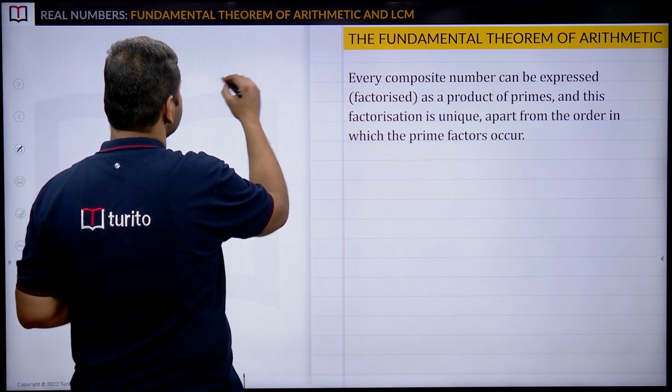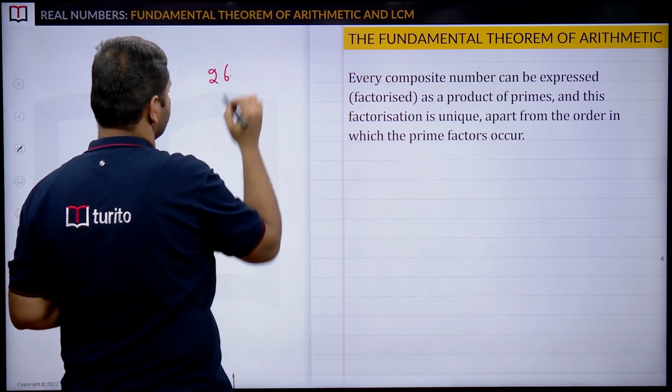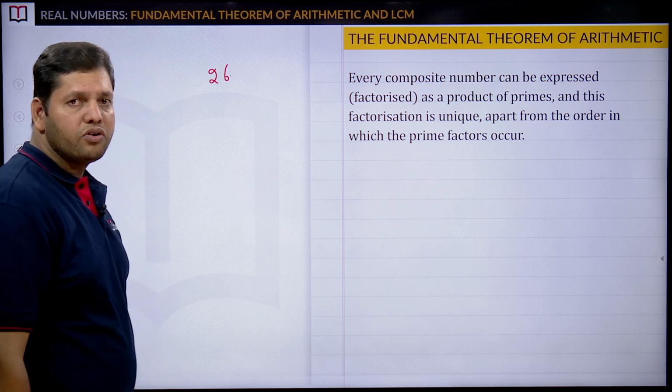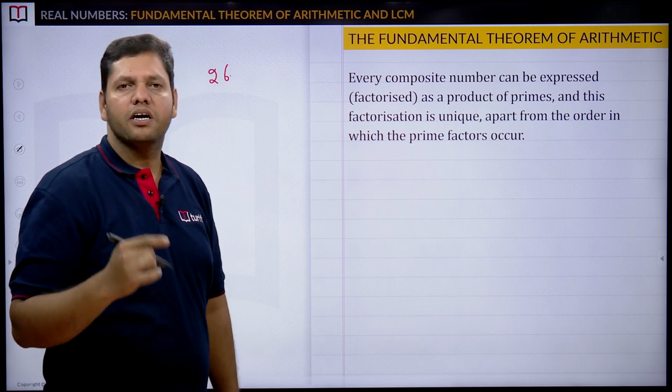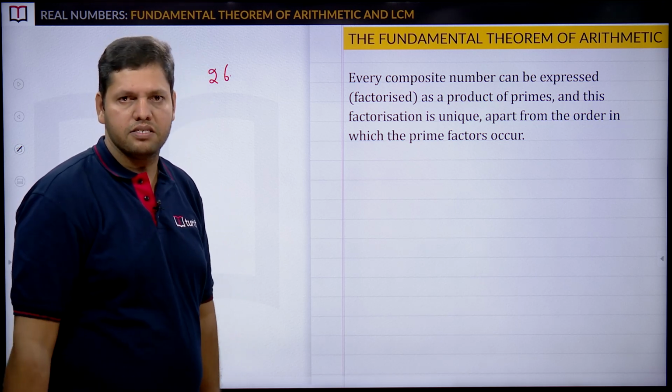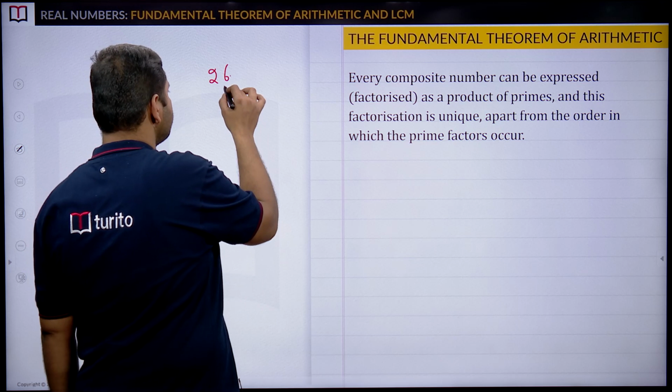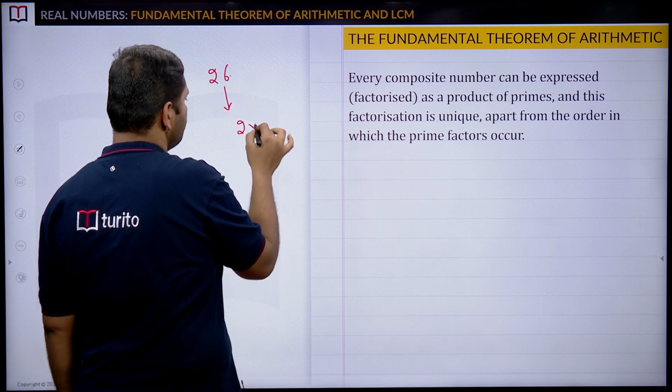Children, I am taking a number, 26. How can we write 26? Can I say 26 is a composite number? Yes, it is a composite number because it has more than 2 factors, isn't it? Now tell me, children, how can we write 26? I can write it as 2 into 13.